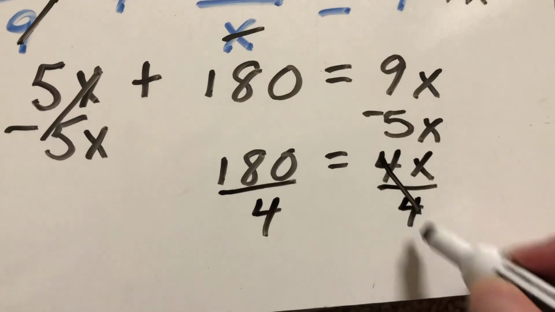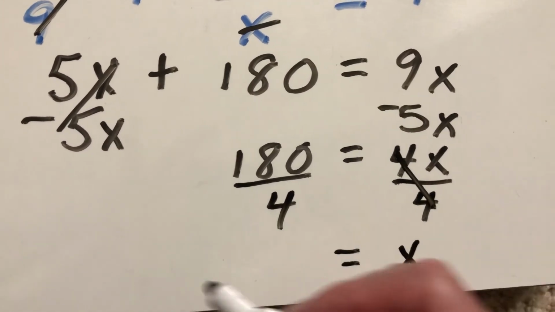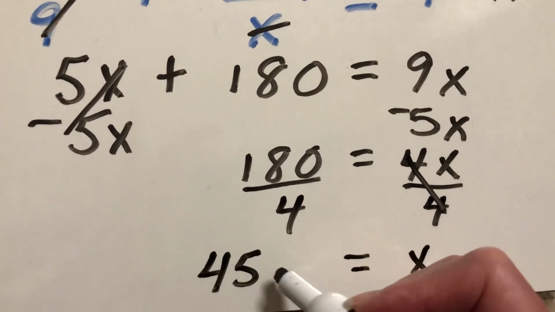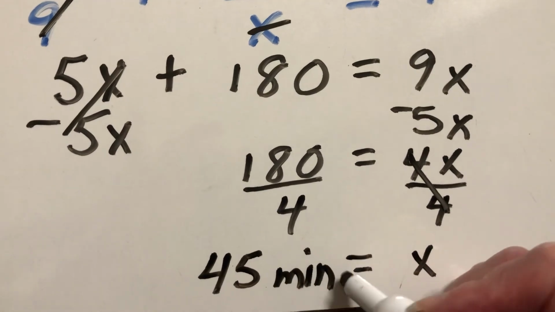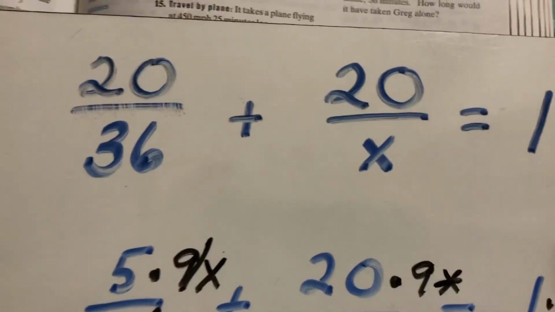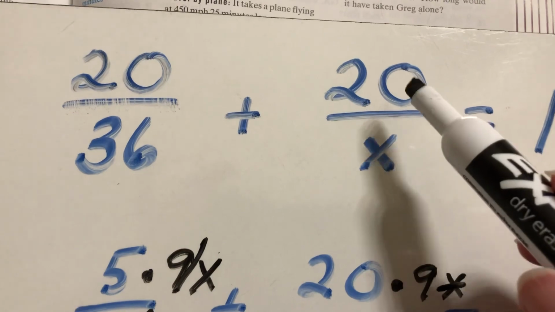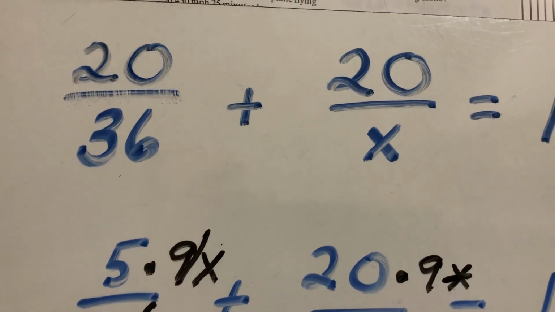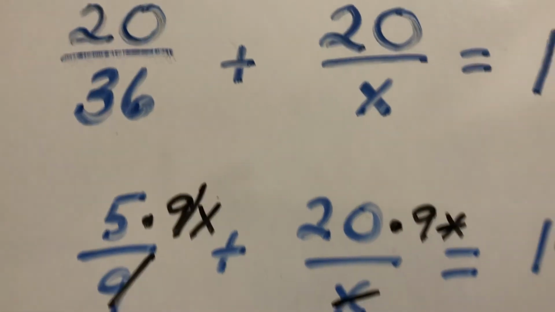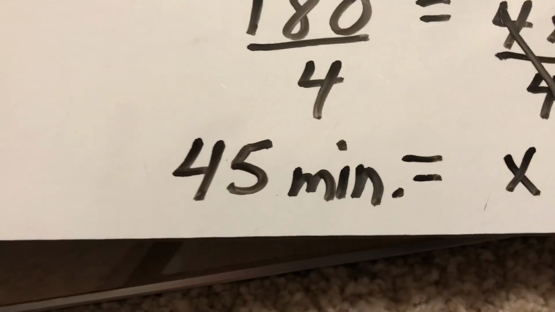And then x should be 45 minutes for Greg to work alone, which would make sense because it would take longer than 20 minutes, because 20 minutes is what it takes if he works with Cindy. So you'd expect your answer to be bigger than 20 minutes.